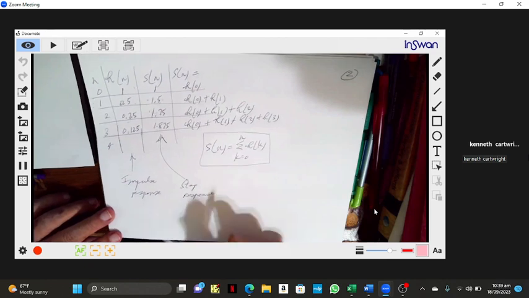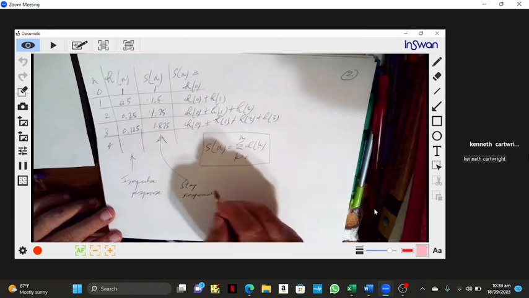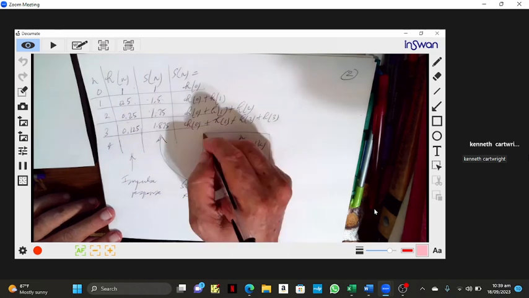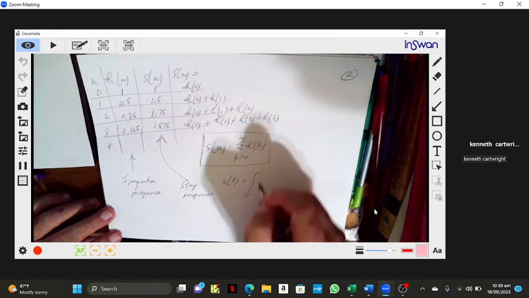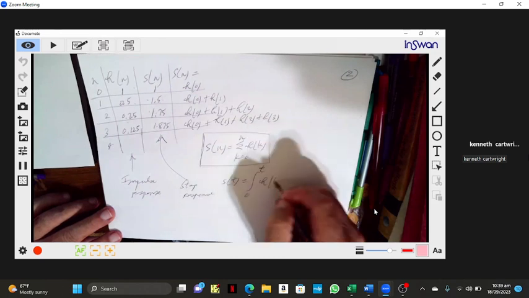And that should be no surprise because from 320, what is true? What is true from 320? From 320, the step response is the integral of the impulse response.